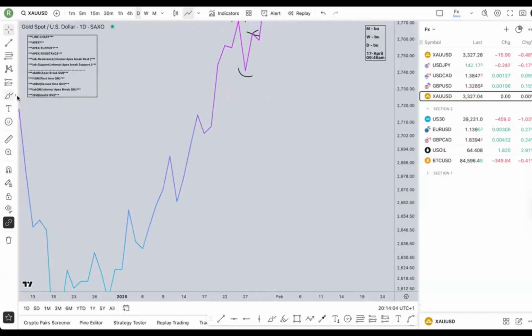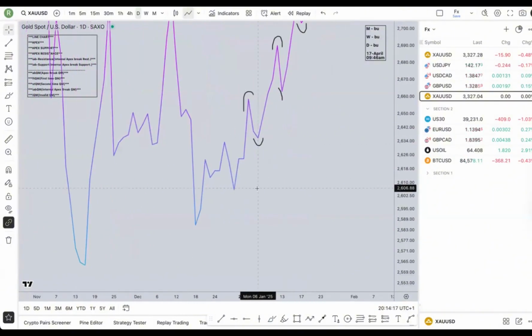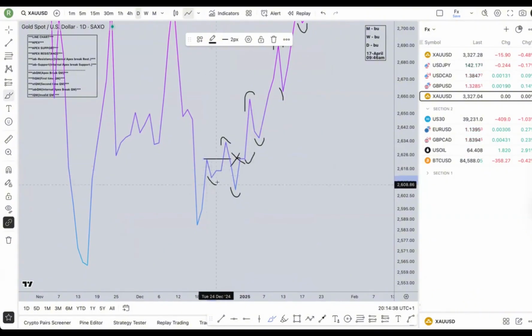This one here is apex support, apex support, apex resistance, apex resistance, apex resistance, apex support. This is also apex resistance, apex support. This resistance here is not apex, is not going to hold price, but the support here is going to hold price because that is IAB support. We have another one here. This is apex support also because it led to a breakout.